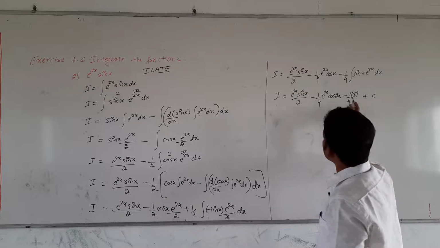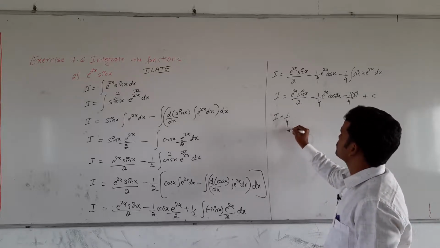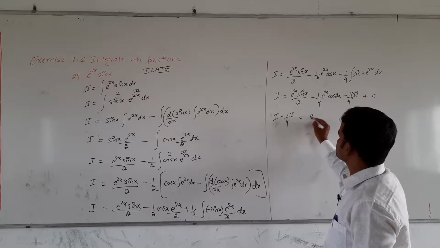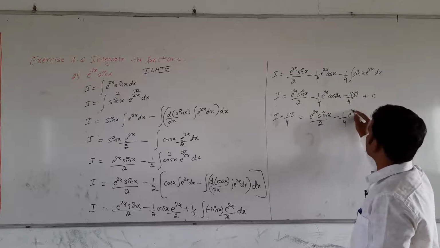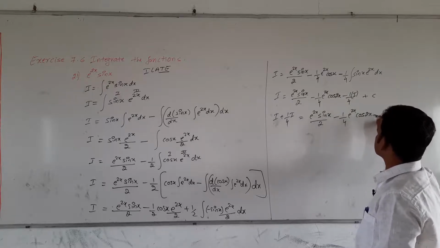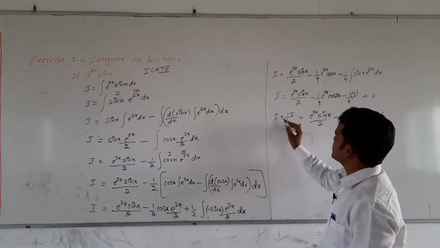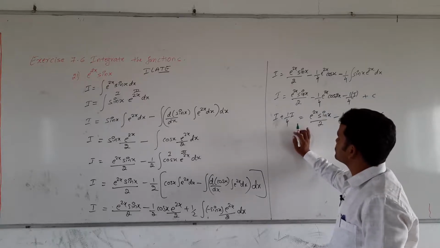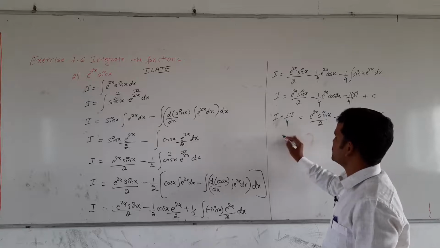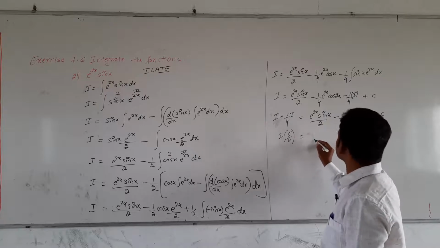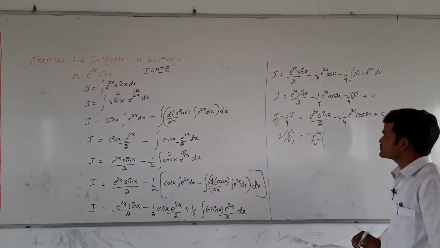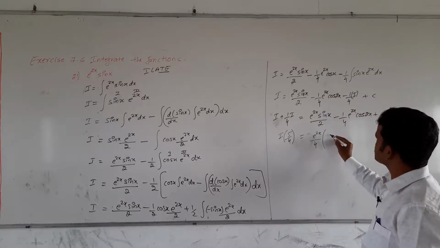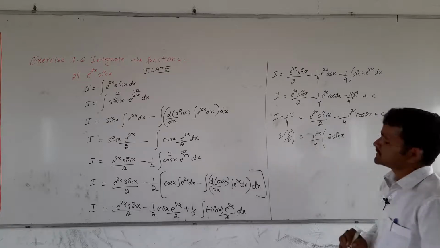Take this 1 by 4 into I to the left hand side: I plus 1 by 4 into I is equal to e raised to 2x into sin x by 2 minus 1 by 4 times e raised to 2x into cos x plus c. Taking I common, 1 plus 1 by 4 is 5 by 4. On the right, I will take e raised to 2x by 4 common from both the terms. This becomes 2 times sin x.